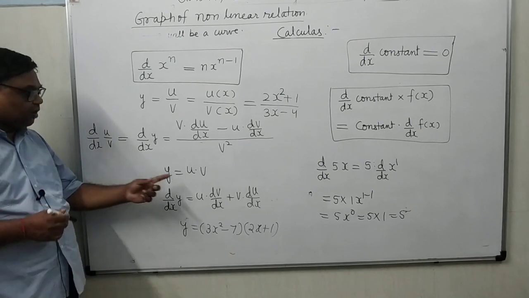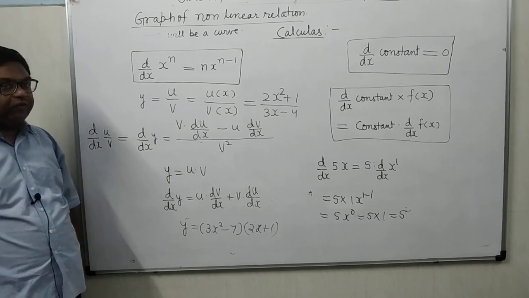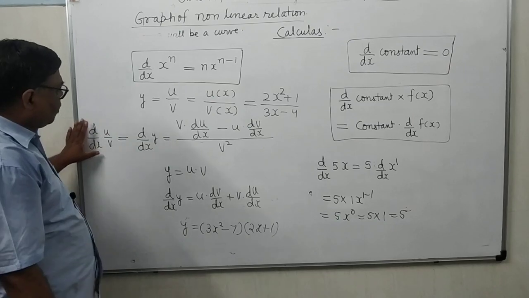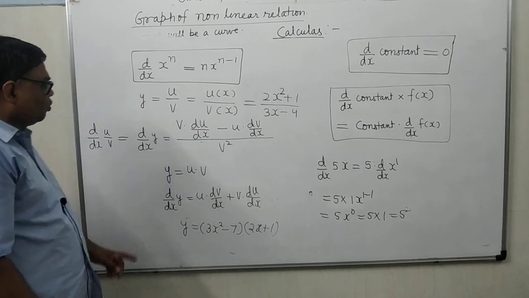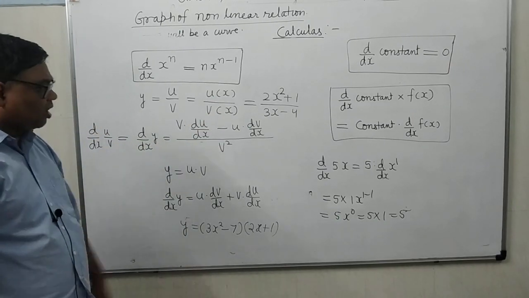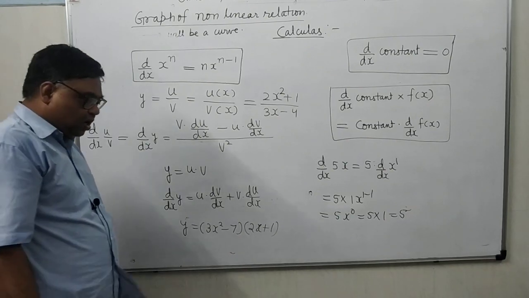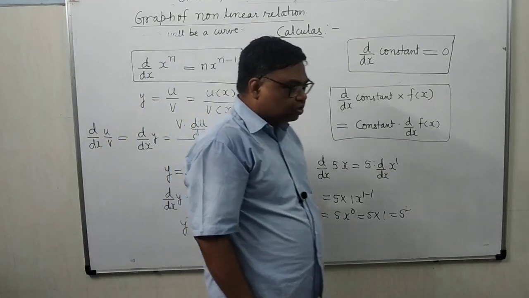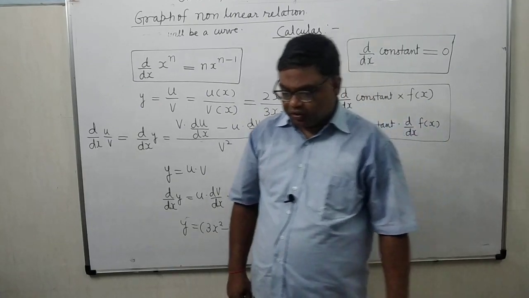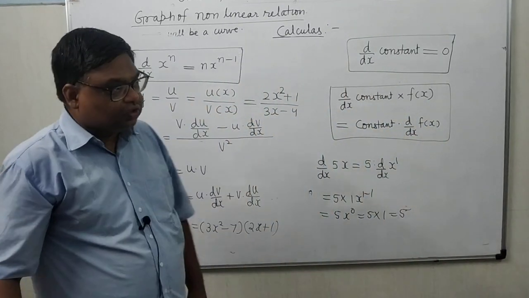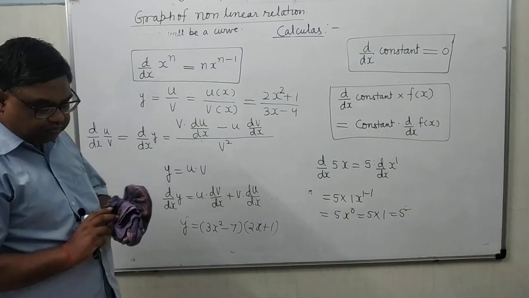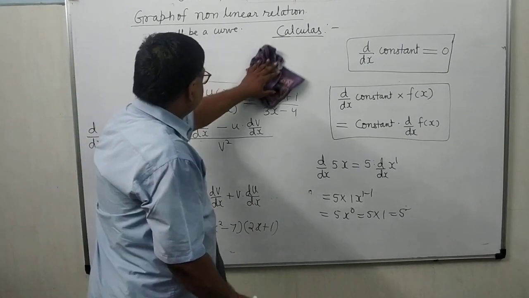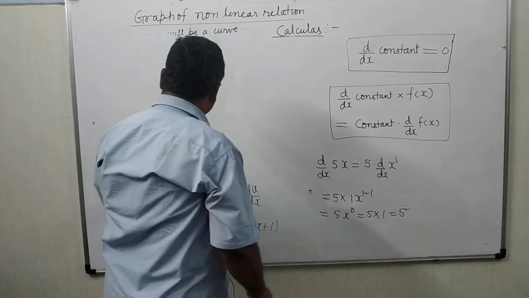So this is the product of two functions, and this is the quotient of two functions. These are the formulae for the quotient of two functions, and here it is the product of two functions. It's clear? Now where will be the use of this? That I am going to explain to you. What is the use of this in physics? So you can see here, see the usage.